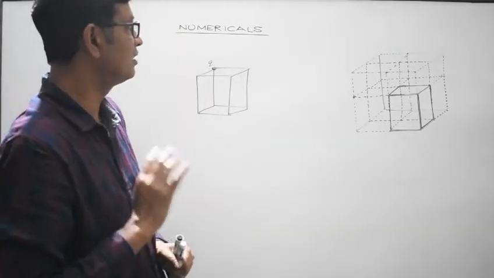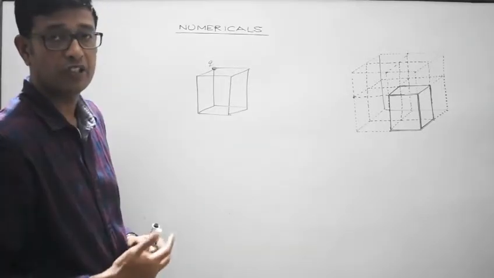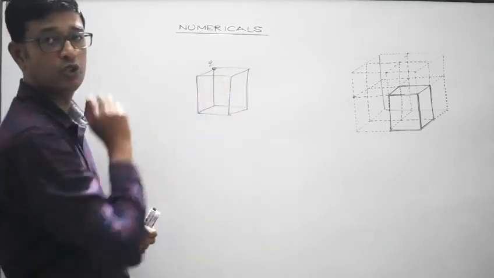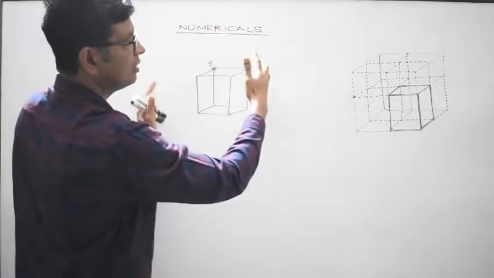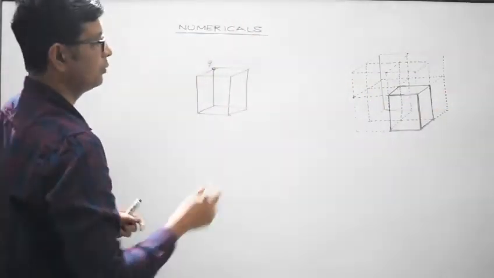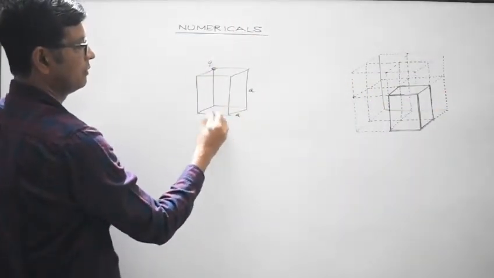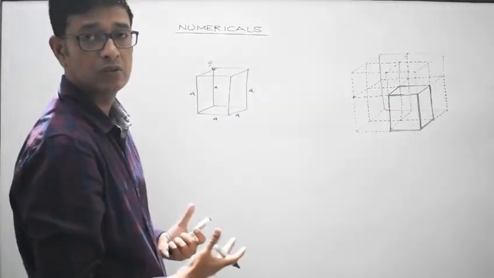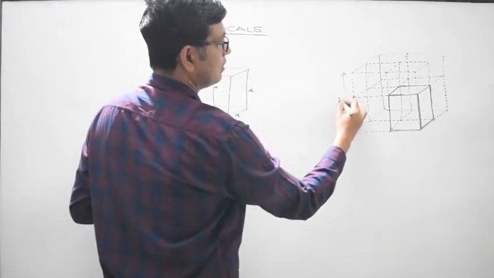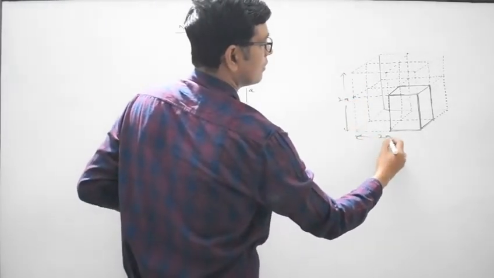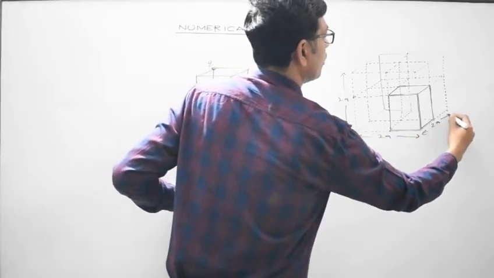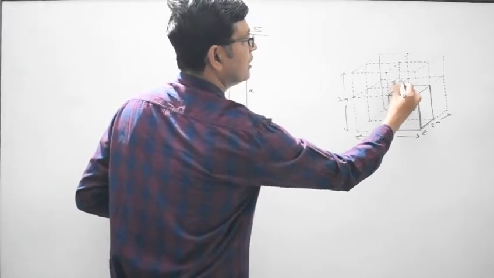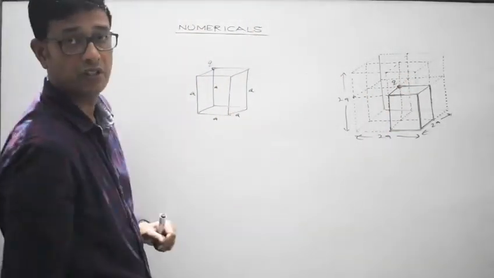So what logic says is, by virtue of symmetry, we'll consider 8 such small cubes which will bond together to form a big cube. Suppose this cube is of side a. So imagine a big cube of side 2a. This is a big cube of side 2a, and this charge is located over here. This is the charge, right? Try to understand the situation.